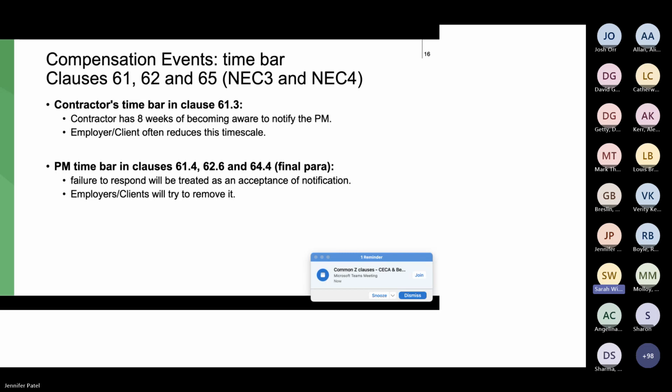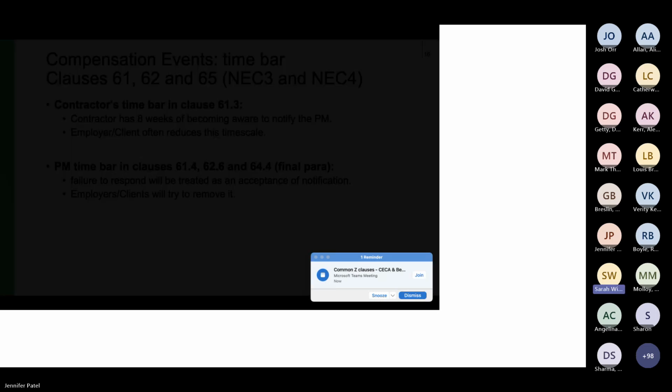So, if I was a contractor wanting to progress the contract and the PM hasn't responded, and those clauses have been deleted, I'd just serve an early warning notice and then a CE notice to say the PM's in breach of contract. Probably not going to be any money attached to it, but I would imagine that the PM would quickly respond once that's been issued. Next slide, please.